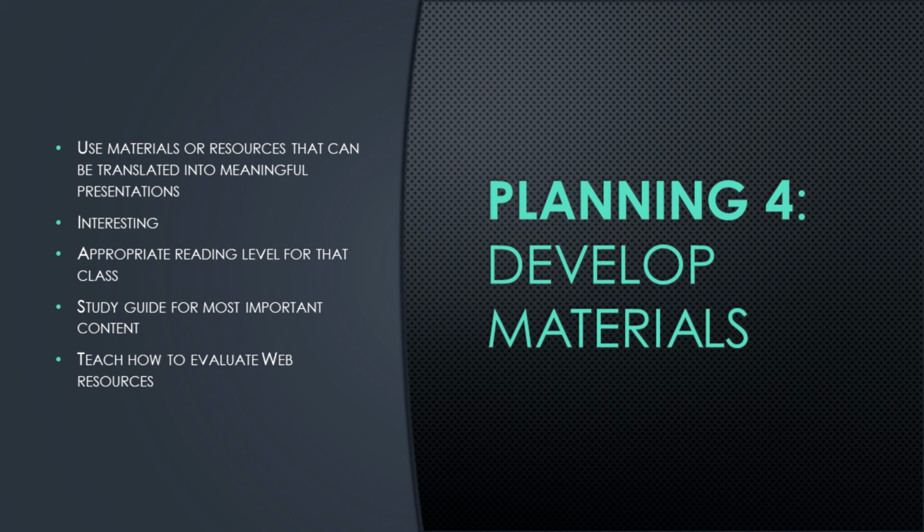Consider providing a study guide for the most important content, but I would caution you not to do their work for them. Students should be able to pick out the most relevant material on their own without being spoon-fed. One last important consideration is to teach students to effectively evaluate web resources. Websites like Wikipedia might be interesting, but they are not peer-reviewed. They may be a good starting point to develop questions, but are not authoritative in and of themselves.